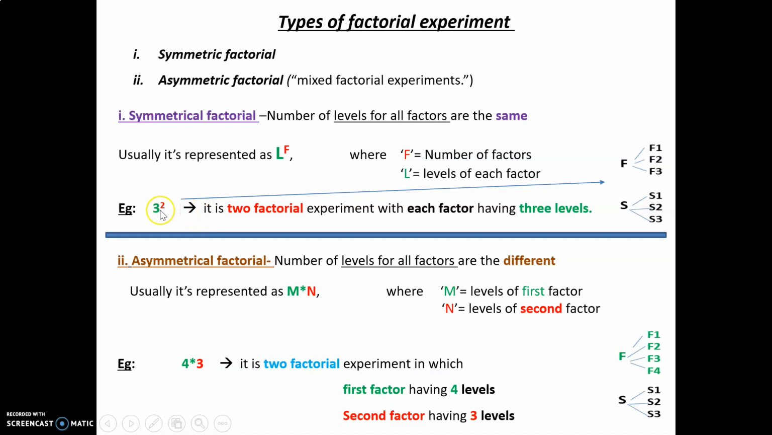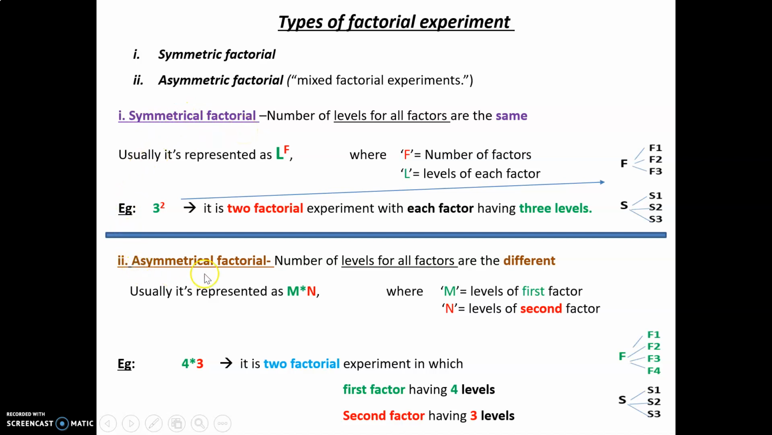Let us take one example, 3 square, just assume it as L power f. Here 2 factors are involved in the experiment and each factor has 3 levels. So a total of 2 factors are involved in the experiment, each factor having 3 levels. So both factors have an equal number of levels. This is why it is called a symmetric factorial experiment.